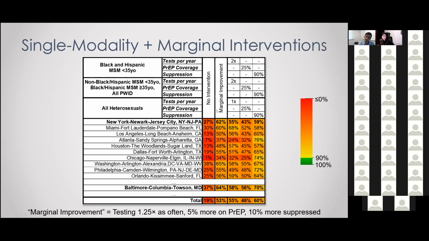We also tested what we called a marginal improvement scenario, right? And rather than doing these big levels, we're going to do a little bit of everything, right? So for every demographic group, we're going to test them just 1.25 times as often per year as they otherwise would have been. For every demographic group, we're just going to get 5% more on PrEP than would otherwise be, and 10% more virally suppressed than would otherwise be. And so if you do that, but you do that for all demographic groups, you get about a 64% reduction, right? So if you do one of these things a lot, you get in this range, right? If you do everything to a smaller degree, you also get this sort of 60% reduction, right? And looking across other cities, that's in the range for what other cities do, although there's a lot of variation by city.